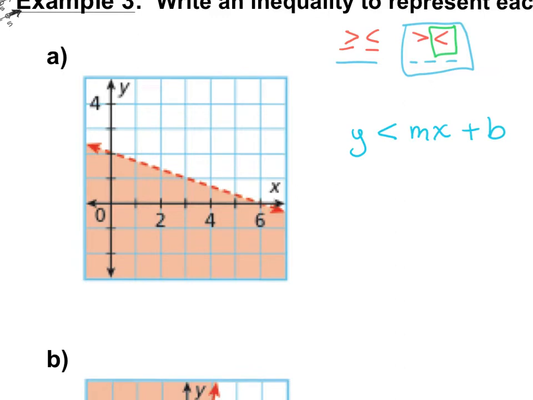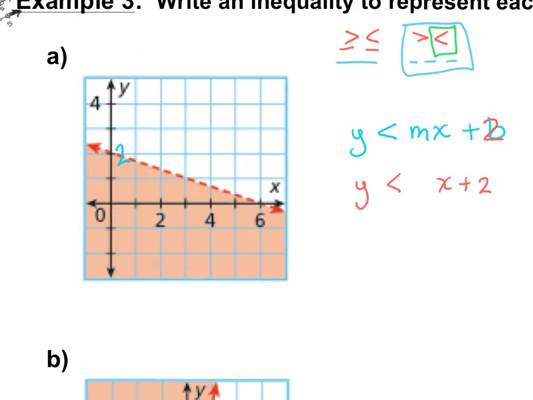The slope and the y-intercept are the only things you need to figure out. Well, the y-intercept is 2. As you could see, that's 2. So I'm going to replace the b with 2. So this is 2.